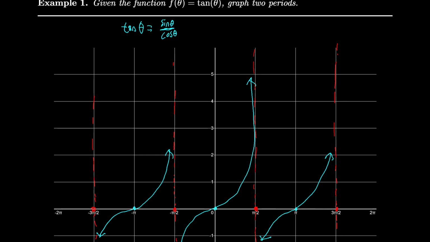That is tangent, and it will just repeat over and over again. So tangent is just going to do that over and over, and that is a graph of the tangent function.